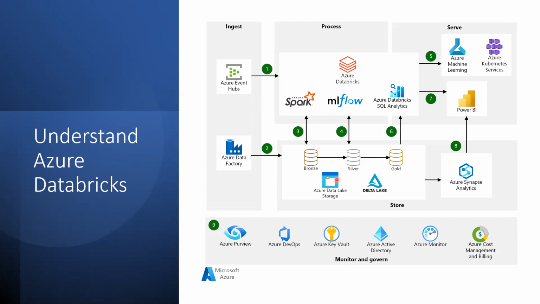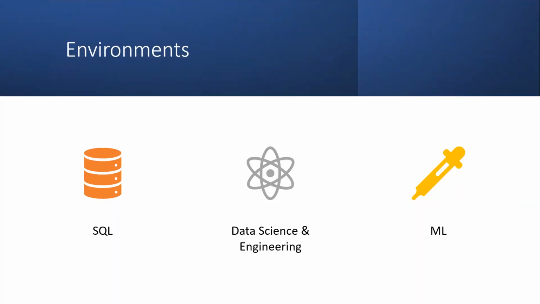But on a high level, you can see data getting in, going to Databricks, getting out, used in Power BI through Synapse or machine learning, things like that. So it's a high level architecture to just give you an idea. But for now, let's check the three environments. Databricks offers three environments for developing data intensive applications. As you can see, Databricks SQL, Databricks Data Science and Engineering, and Databricks Machine Learning.